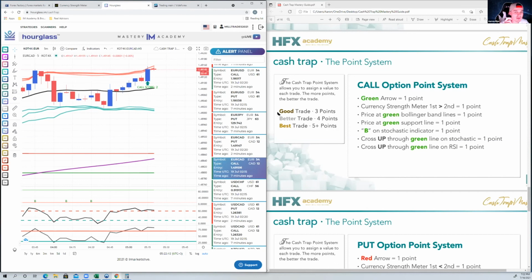Is price at the green Bollinger Bands? No, it is not at that green Bollinger Band line. So it's just a 2-point trade. Is price at the green support line? No, it is nowhere near the green support line, at least on my screen. So it's still a 2-point trade. Is there a buy button on the scroll stick RSI? No, there is not. You drag your mouse on the current candle, scroll it all the way down, and there's an SMB button. No, there's no SMB button. Still a 2-point trade. Is there a cross up through the green line on scroll stick RSI? No, there is not. The top one is actually at the oversold. Is there a cross up through the bottom green line on the RSI? No, there is not. So this is why this was a 2-point setup.